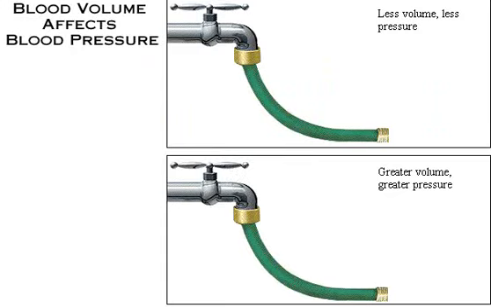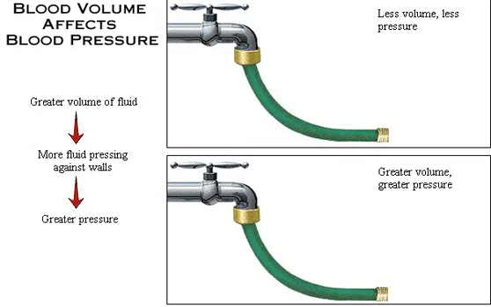In addition to peripheral resistance and vessel elasticity, blood volume affects blood pressure. If there is a greater volume of fluid in a tube, such as a blood vessel or a hose, then more fluid is pressing against the walls, and so the walls experience greater pressure. Conversely, with less volume, there is less pressure against the walls. Once again, we can use garden hoses to demonstrate this principle. Click the faucets to see how volume affects pressure.